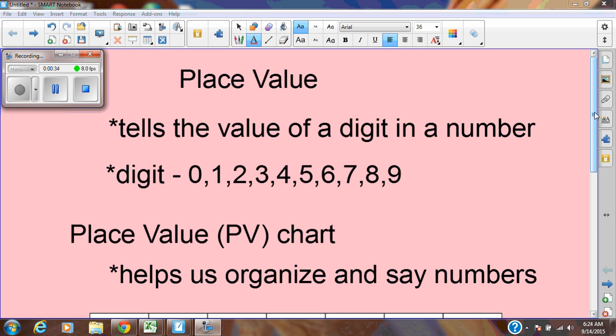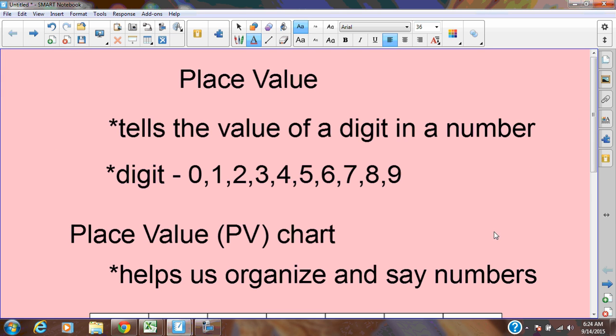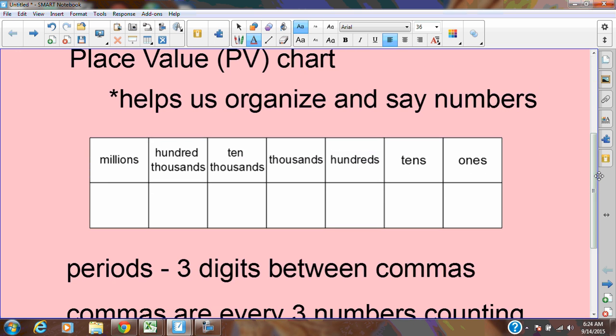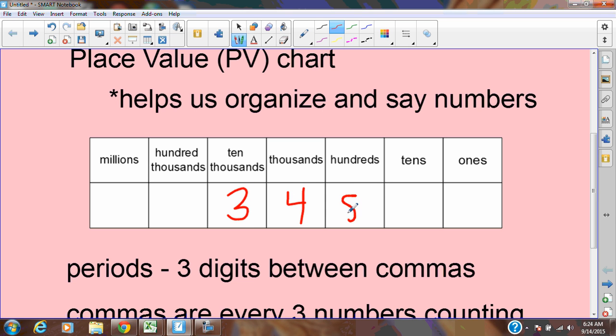In a place value chart, you will see the abbreviation PV. Know that I'm talking about place value. It helps us organize and say our numbers. So if we wanted to write a number in here, we would be able to say it and organize it by where the digits are in the number. For instance, if we wanted to say this number, we could use the place value chart words and the place value names to help us. These place value names are also known as units.